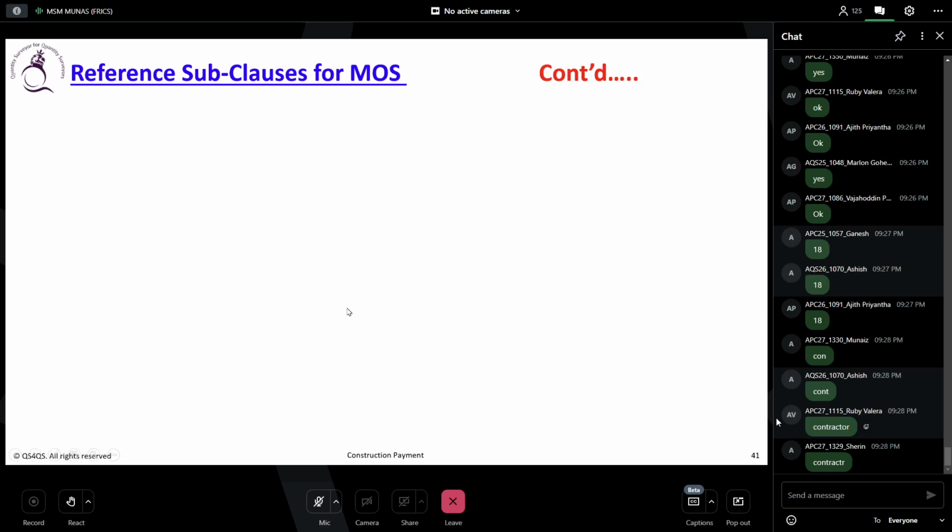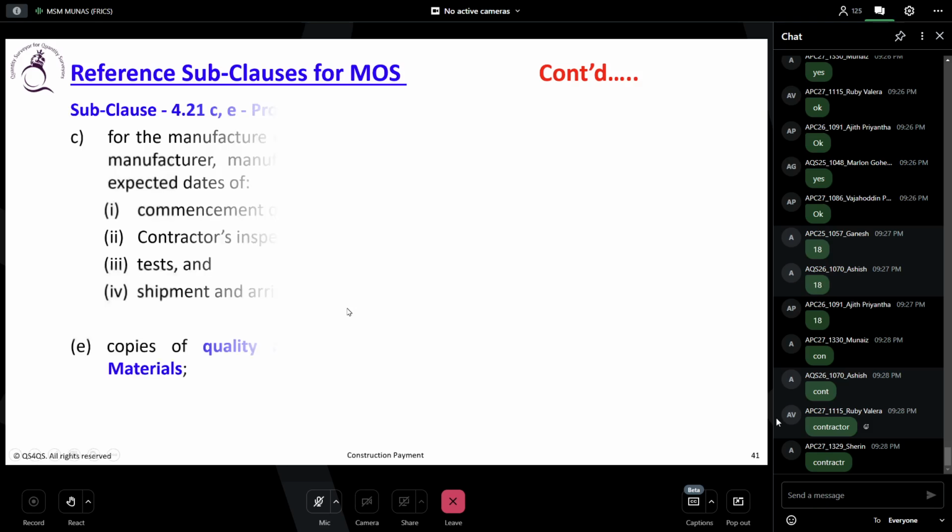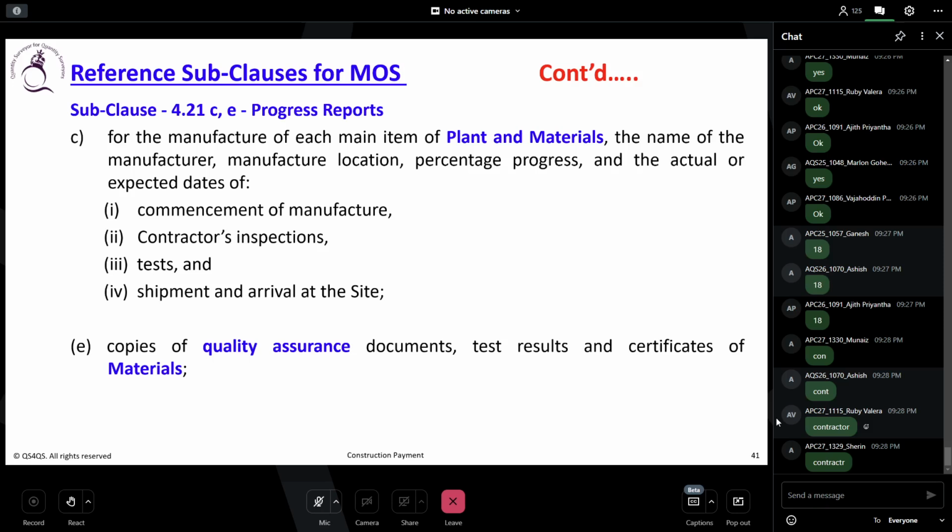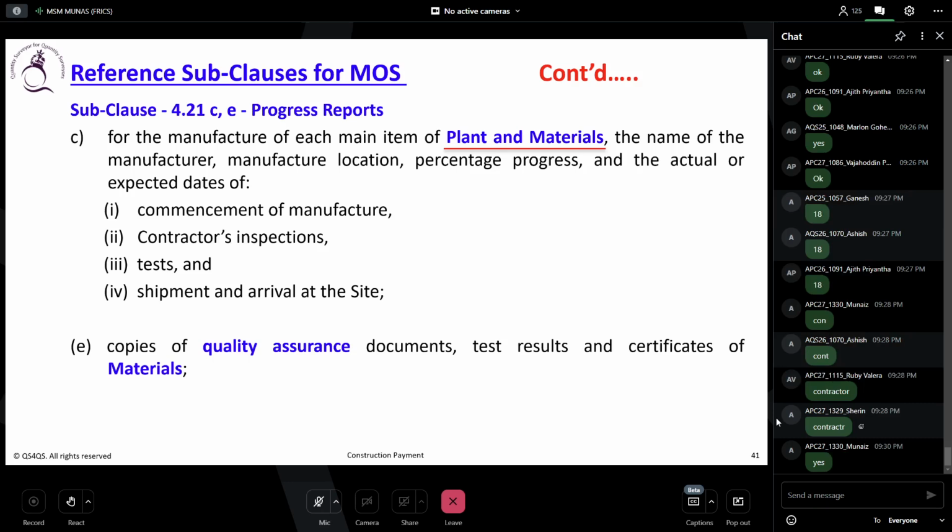All of you go to the subclause 4.21(c), the progress report. I think we discussed this subclause before also under the report. For the manufacture of each main item of the plant and material: the name of the manufacturer, manufacturer location, percentage progress, and the actual or expected dates of the commencement of manufacture, contractor inspection, test and shipment, and arrival at site. Now, such as quality assurance documents.